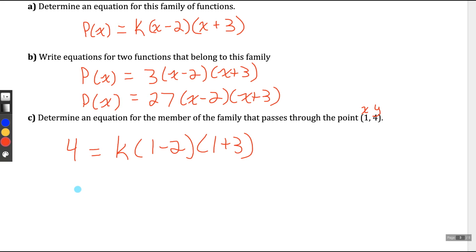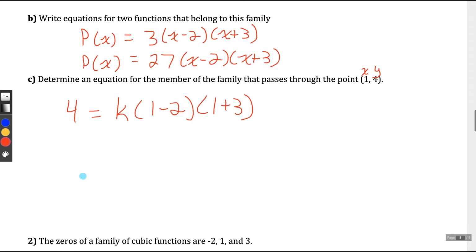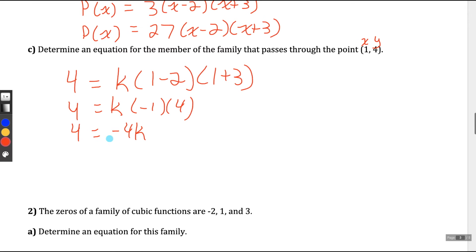I subbed 4 in for y and 1 in for x, and now I'm going to solve for what value of k satisfies this equation. So 4 equals k times -1 times 4. So that's 4 equals, well, -1 times 4 is -4. K times -4, I'll write that as -4k. Divide both sides by -4, and I get k equals -1.